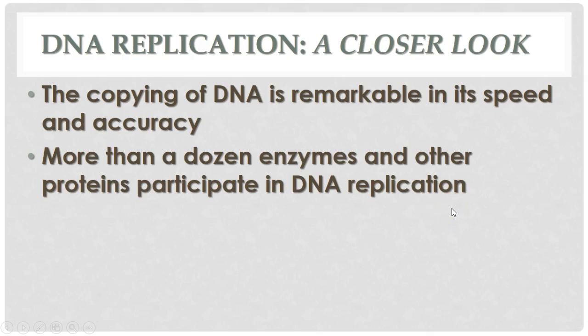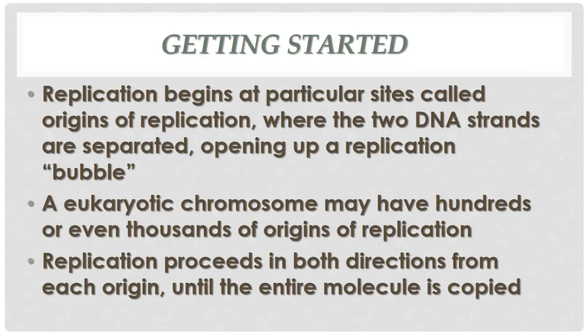DNA replication is very quick in terms of how fast it happens, something on the order of, I think, 500 nucleotides per second or something like that. There are a number of different enzymes that are involved in the replication process. It begins, first of all, at sites called origins of replication, at which places the DNA strands are separated, opening up what we call a replication bubble. And then replication is going to proceed in both directions from the origin until the entire molecule is copied.